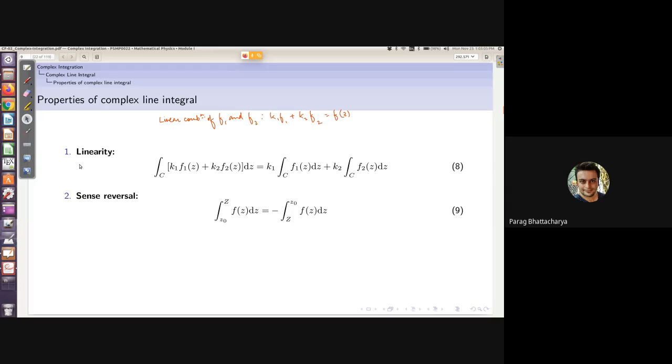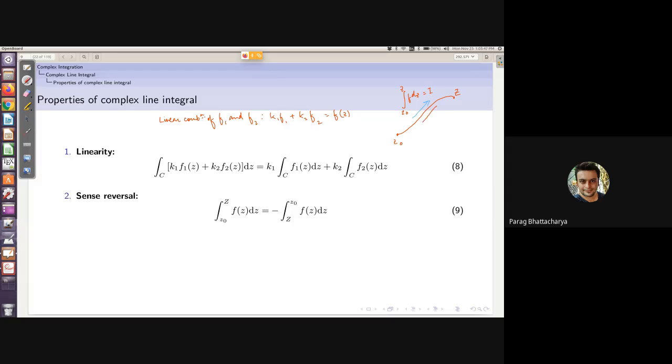Next, we have the sense reversal property. Suppose I'm trying to integrate over this curve. Let's say I have a curve. The starting point is z naught, and the end point is capital Z. I want to integrate along the direction which goes from z naught to capital Z. Along this direction, if I integrate, I will get some integral value, the integration of f from z naught to capital Z. This is going to give me some integration value I.